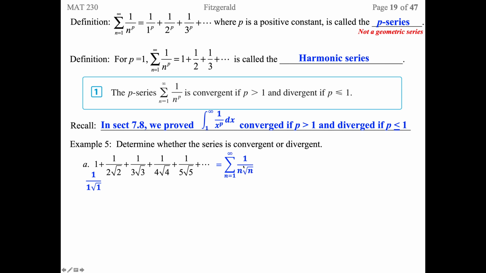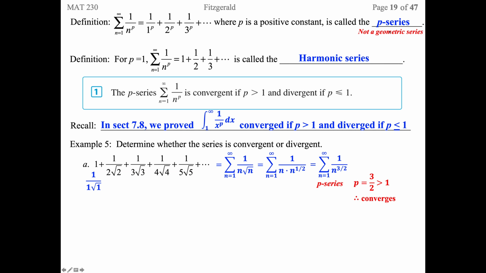So let's simplify the bottom. That's n to the first times n to the 1/2, which is n to the 3/2 power. I don't have to go any further. I'm going to my rule. p is 3/2, and it's greater than 1. This is a p-series, and that converges. Now, we don't know what the sum is. We just know that it converges.